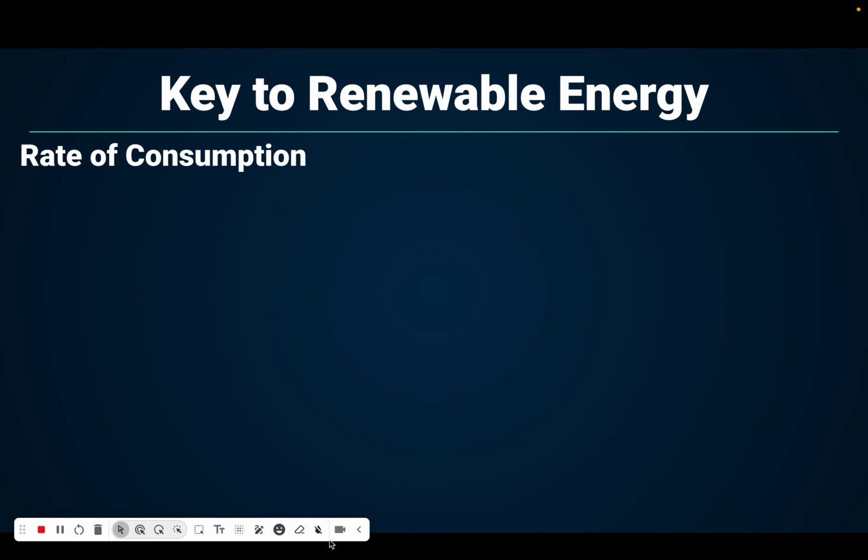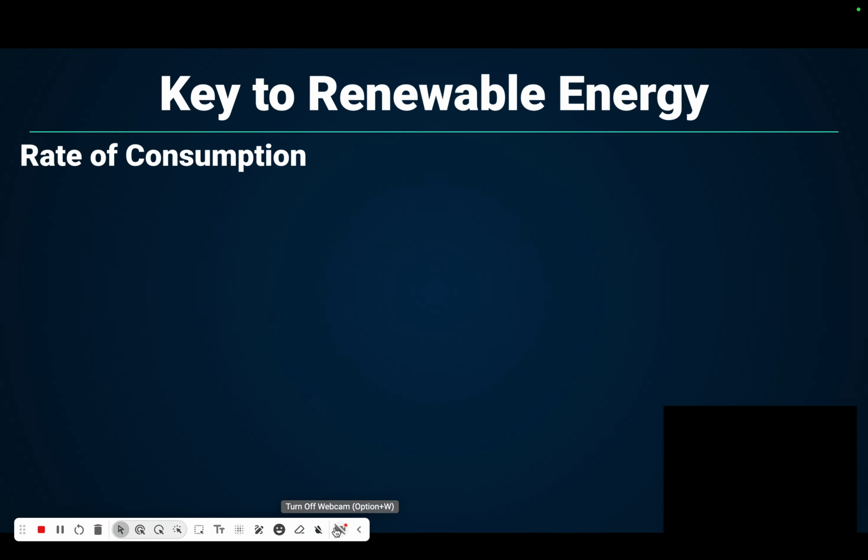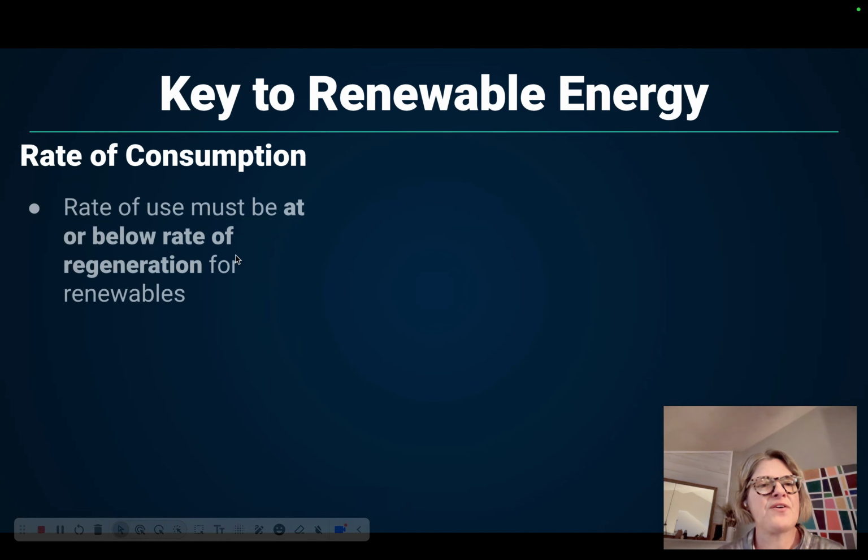Okay, so key information to remember with renewable energy. The first thing that you need to know is that there's a rate of consumption, and this refers to renewable energy, so not non-renewables. I want to make sure that you know that. In order for us to be using it sustainably, the rate of consumption has to be at or below the rate of regeneration.